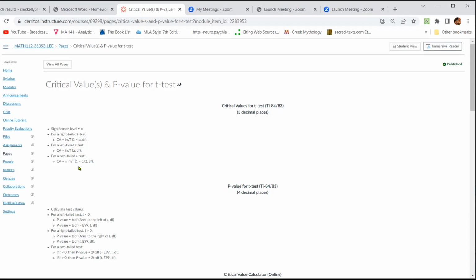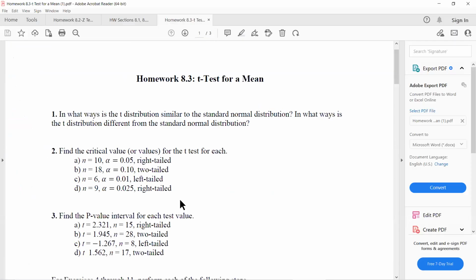So let's look at our situation here. I'm going to share the screen. This is 2A, n is 10. So what is my df for letter 2A?